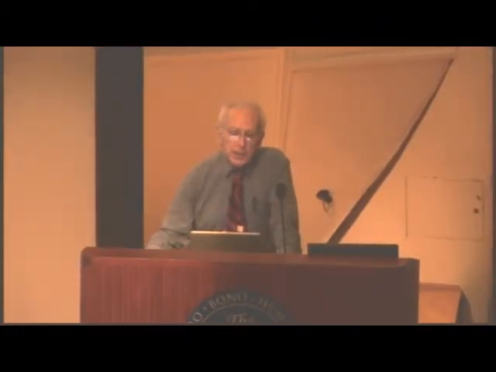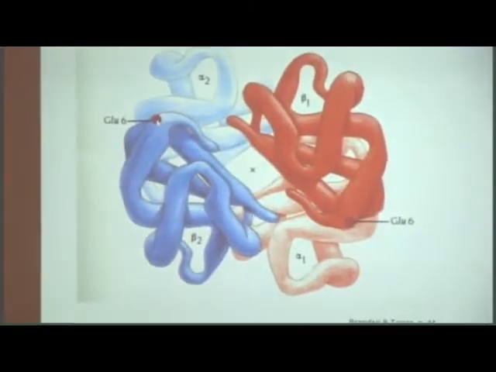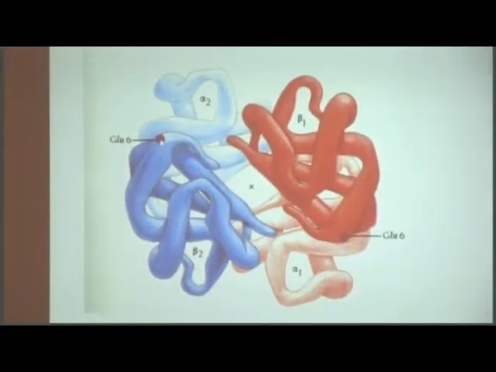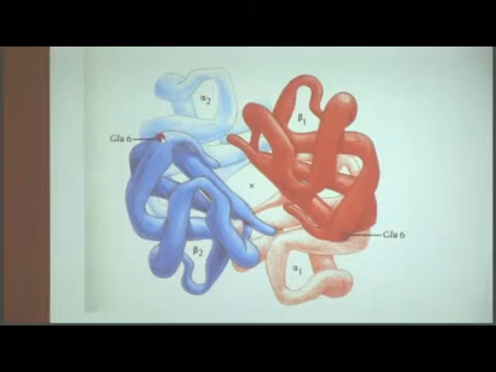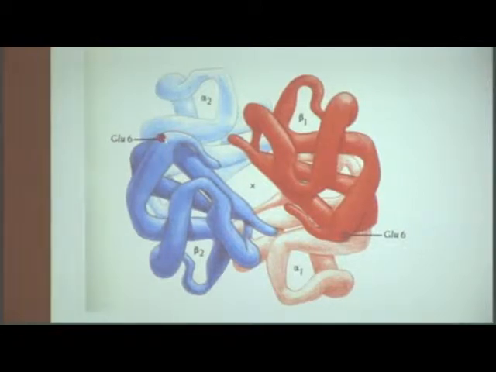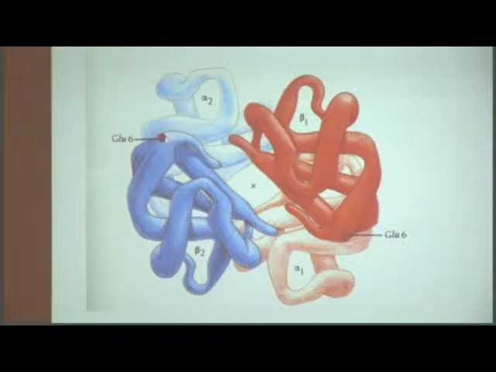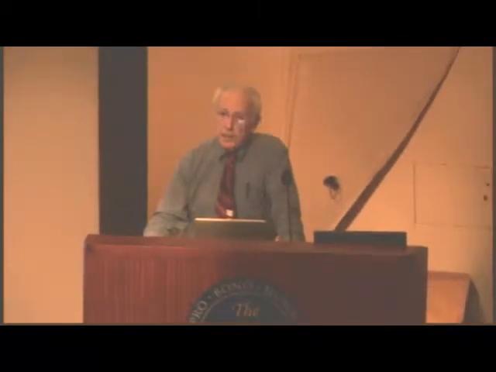This glutamic 6 is where the abnormality is. Glutamic acid is the normal residue here. Glutamic acid is an acid, so it's polar. It's replaced by valine, which is a hydrophobic group. So there's a hydrophobic spot on this molecule where there is not in the normal molecule. And that hydrophobic spot, hydrophobic meaning nonpolar, oil-like, is the thing that sets off the polymerization reaction.